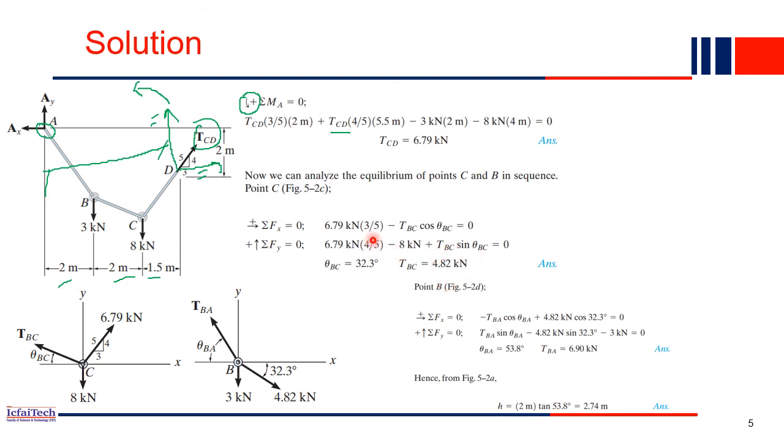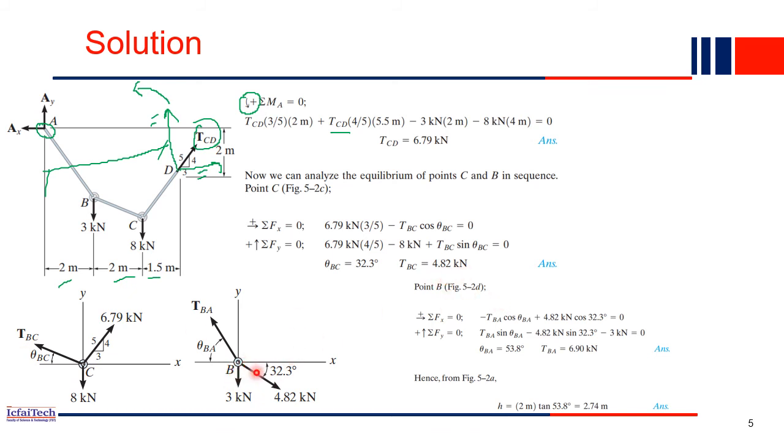Now you have two equations and two unknowns, TBC and theta BC. We can solve them and we get theta BC as 32.3 degrees. Similarly, we also got TBC. Now we apply the method of joints at joint B. Let's quickly draw the free body diagram of joint B. Just now we computed the TBC value as 4.82.